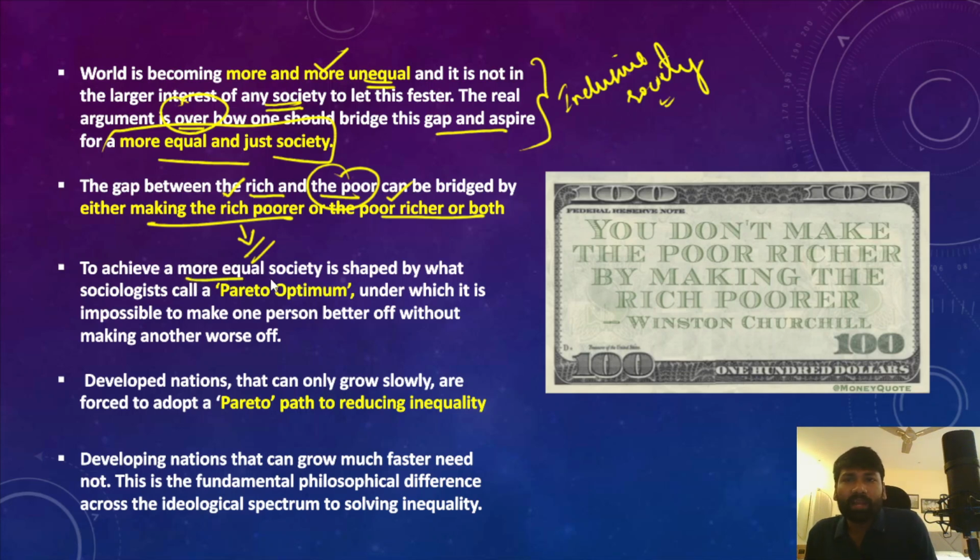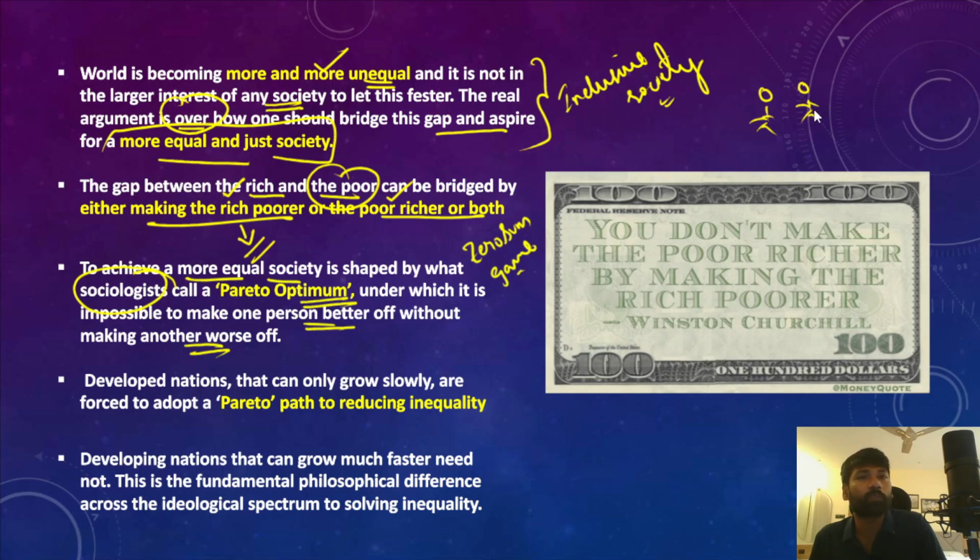To achieve a more equal, egalitarian and just society is shaped by what sociologists call the Pareto optimum. The Pareto optimum is a concept which says that it is impossible to make one person better off without making another worse off. So that is essentially a zero-sum game. For example, imagine that there are two individuals, one rich and one poor. If we wanted to improve the conditions of the poor person, then we must tax the rich person. We must make the rich person worse off in some way. For example, we can tax him more, which would lead to worse-off conditions for the rich person. So that is the Pareto optimum.